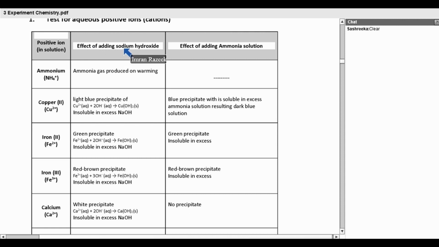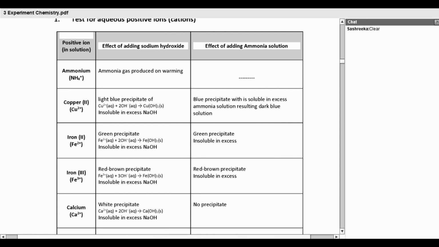The purpose of adding excess alkali: now you have two types of alkali here. Sodium hydroxide is a strong alkali, whereas ammonia solution is ammonia in water, which is in fact ammonium hydroxide, which is a weak alkali. So in testing for the cations, you add strong alkali, a few drops, and check if there is any precipitate, right? If there is no precipitate, then you write no precipitate. If there is a precipitate, then you add excess sodium hydroxide to the same precipitate and see if the precipitate dissolves or not. The purpose of adding excess is to check whether the precipitate further dissolves or not.